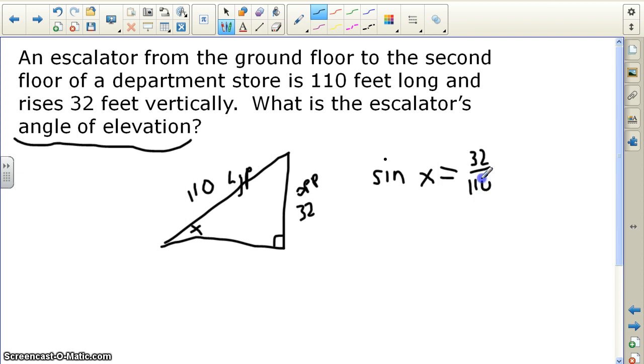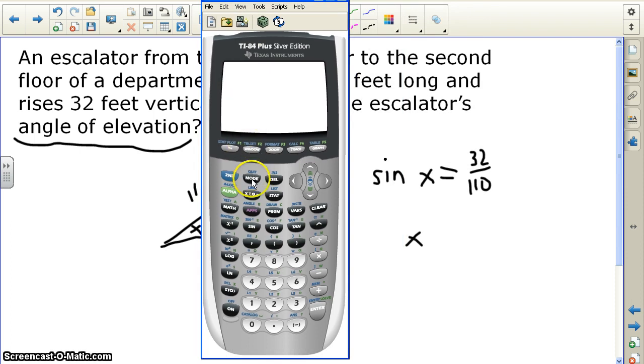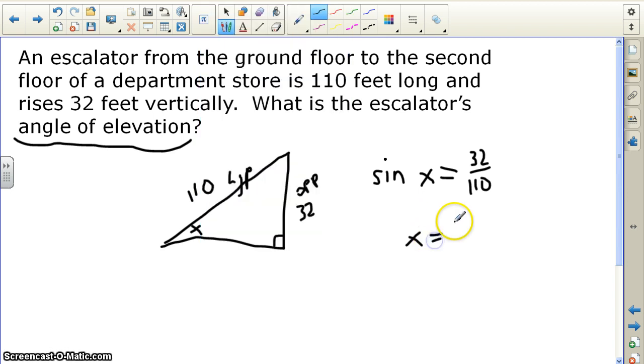Well, at this point, we're done. There's nothing else that we can do by hand. We've got to grab our calculator. Okay, so again, always check, and I know mine's going to be in degrees. I haven't changed it on my computer, but always check those calculators. Make sure it's in degree mode. Now, since I want the angle, it's going to be second sine, and then my ratio, 32 divided by 110, which is about 17 degrees. And that's it. That's our answer. That's our angle of elevation. Okay. All right, to the next example.